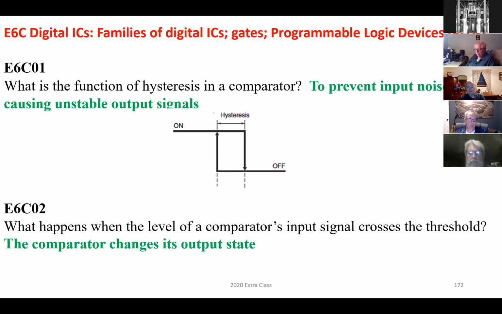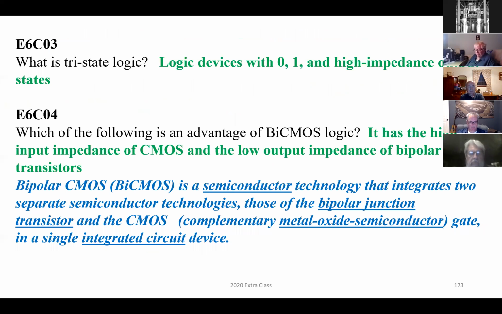Okay, number 2. What happens when the level of the comparator's input signal crosses the threshold? It's B, the comparator changes its output state. Number 3 is tri-state logic. It's A, logic devices with 0, 1, and high impedance output states.